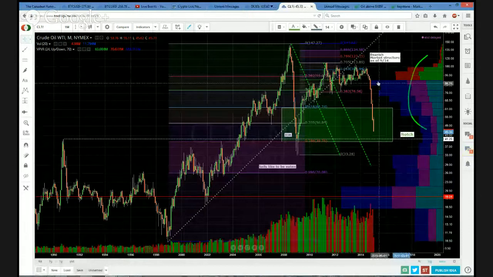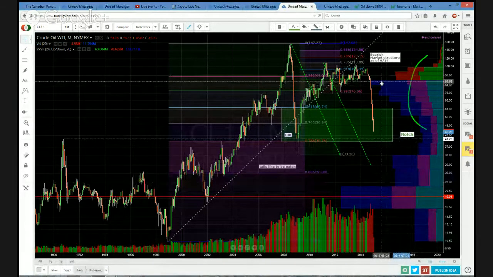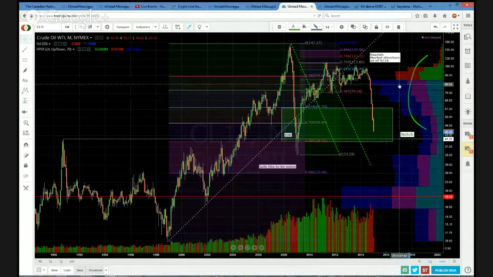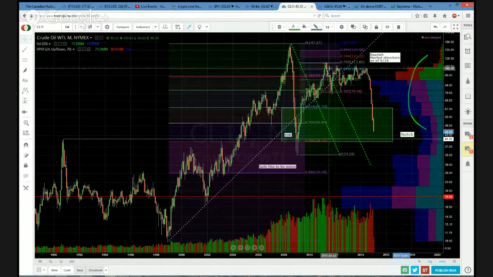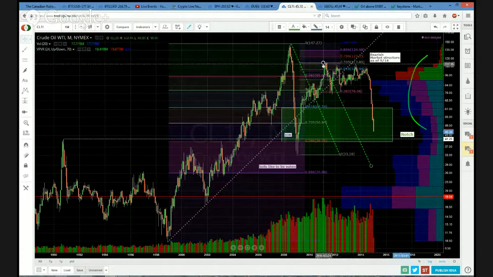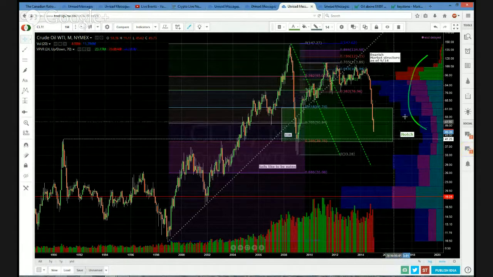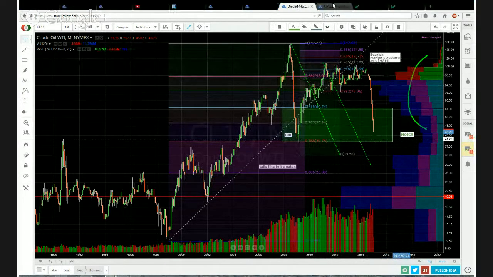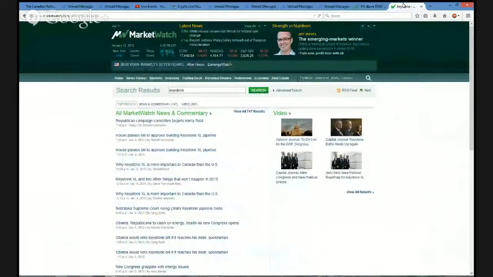Anybody who bought in this area, they're just pleading, please, please, please bring the price back up here. I'll never buy another barrel of oil again, right? And that's right at about $85, $90 a barrel. And here are all these old highs up at 113. So maybe we do get to 100. I doubt the market can get it back above 115 anytime soon.